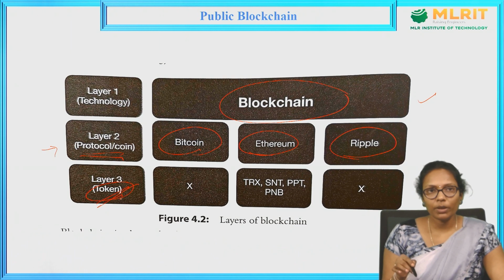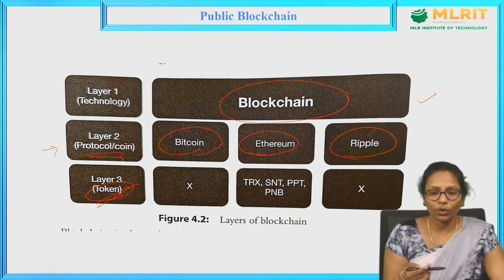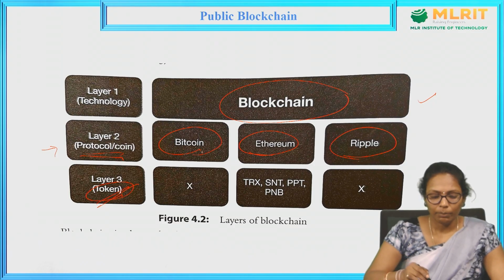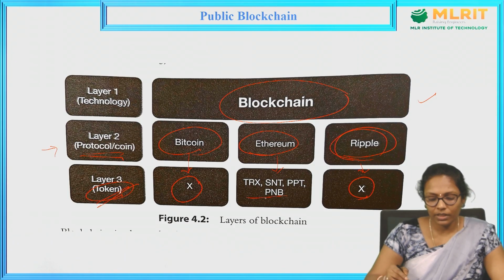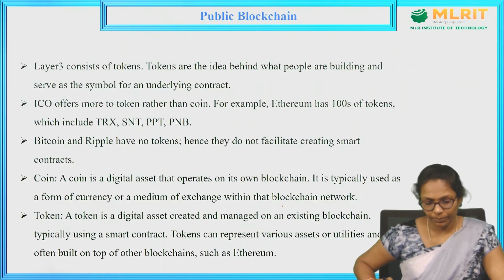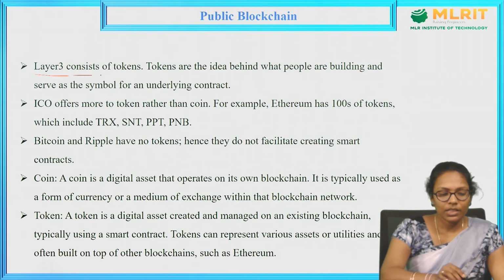What do we mean by a token, and how is it different from a cryptocurrency or a coin? We will discuss that in the next slide. But if you look at the diagram, Bitcoin does not have any token, and Ripple also does not have any token. Coming to Ethereum, it has different tokens like TRX, SNT, PPT and PNP. We'll discuss what all these are.